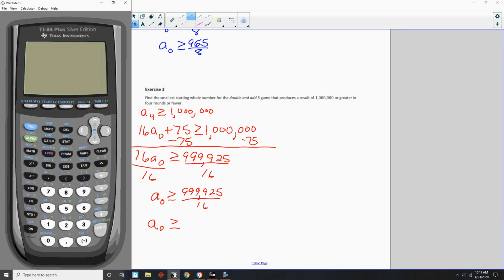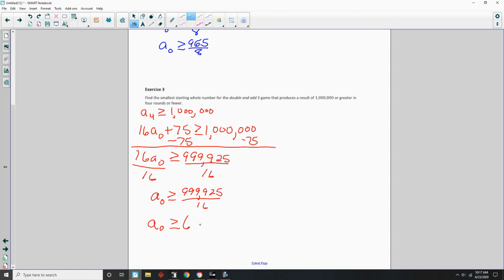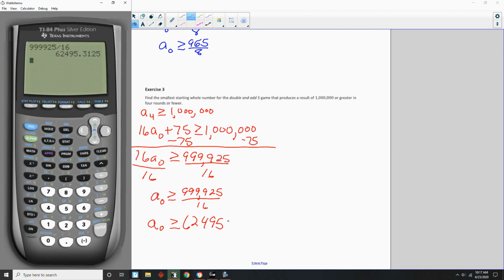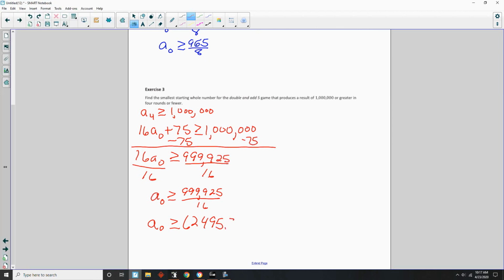and I'm going to take 999,925 divided by 16, and that will yield 62,495.3125. Okay. So that is a set of all starting numbers that reaches 1 million or greater in 4 rounds or fewer.